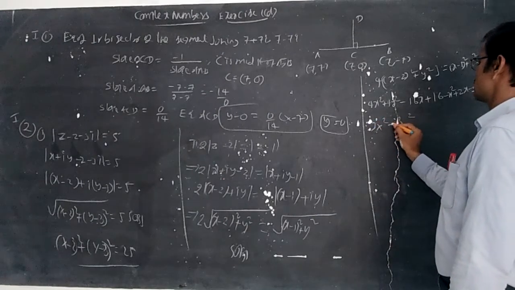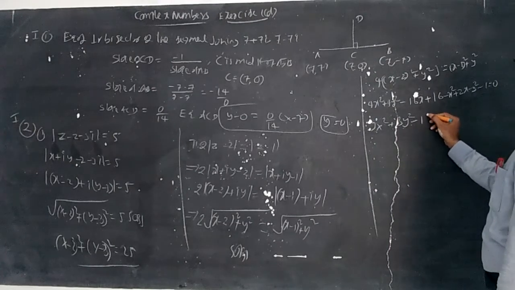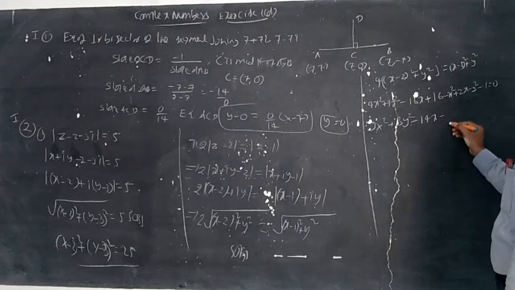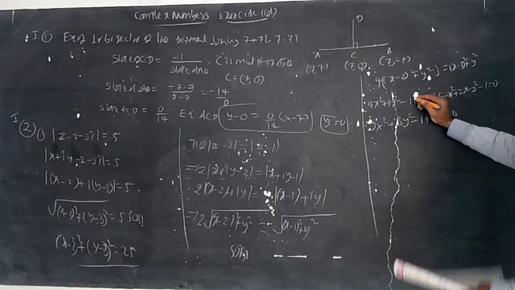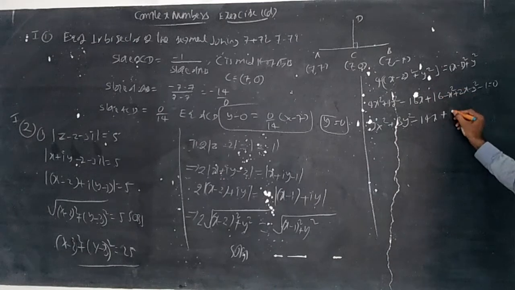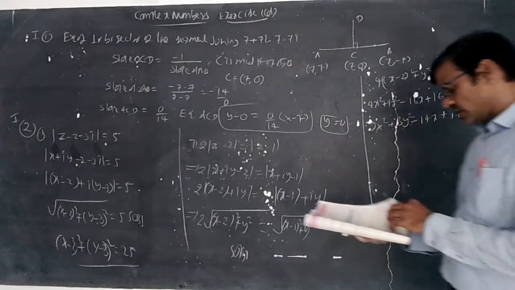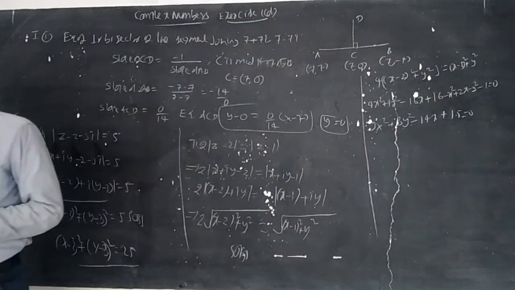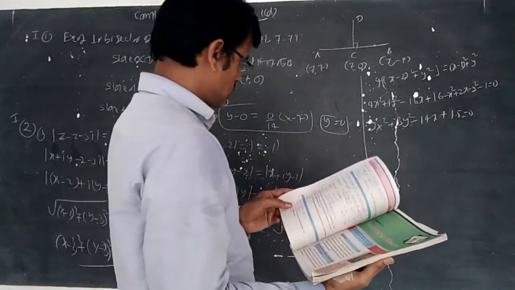So this is 3x square plus 3y square minus 14x plus 15 equal to 0. If we divide with 3, it becomes the standard form, x square plus y square minus 14/3 x plus 5 equal to 0.